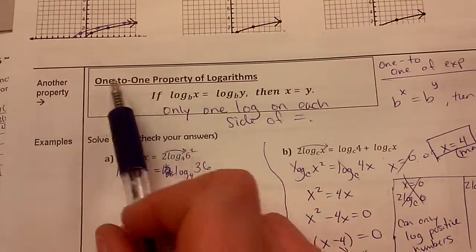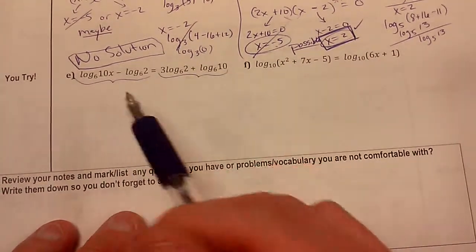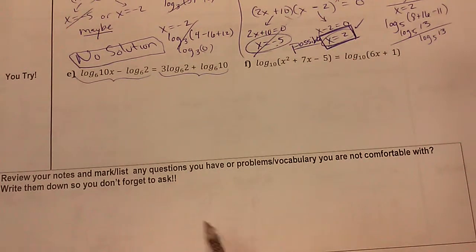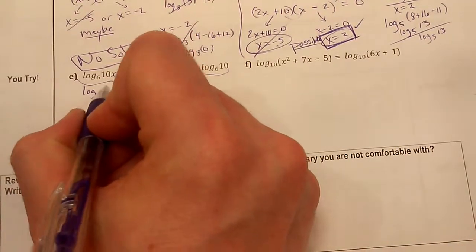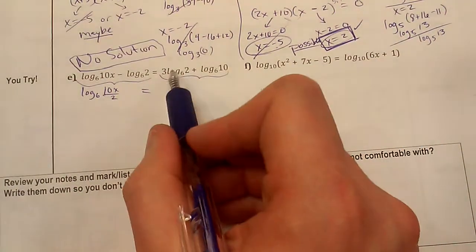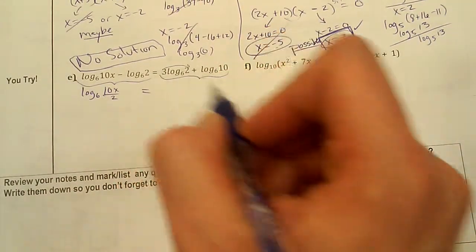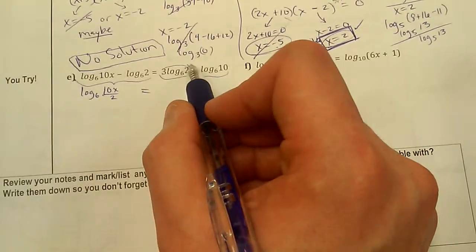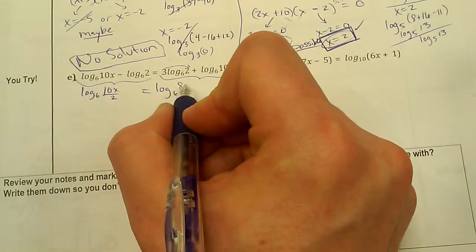All right, so I noticed this is not my one-to-one. Remember the name, one-to-one property. So I can't cancel anything because it's not a one-to-one. So I'm going to go ahead and combine. Since this is subtraction, I can use my quotient rule here. So we divide by 2. And that would equal, let's see, first we're going to bring that frog up over the log. So that would be 2 to the third would be 8. So this would be log base 6 of 8 times 10.